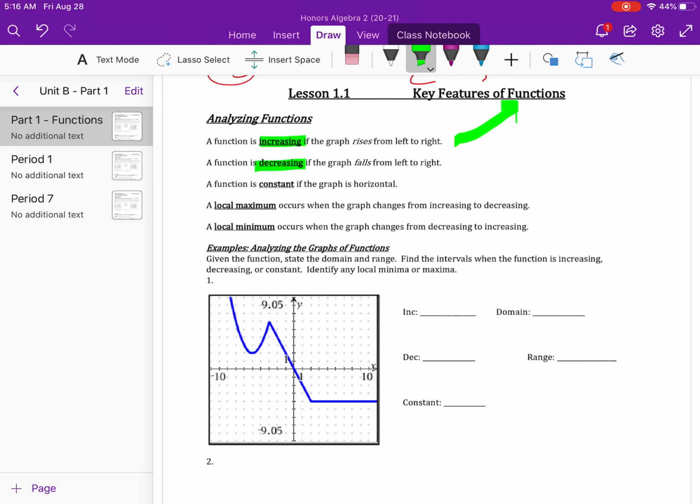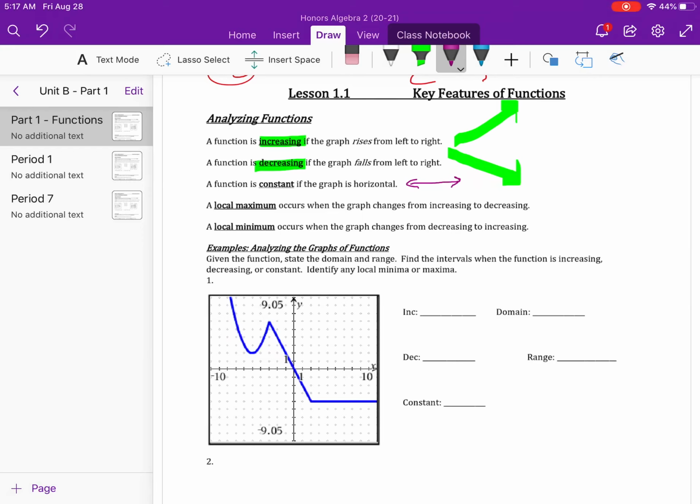So increasing is basically, when is the graph going uphill or having a positive slope? Decreasing is when is the graph going downhill and having a negative slope. So then a constant function would be just when it is straight across. You've probably heard of that one before.